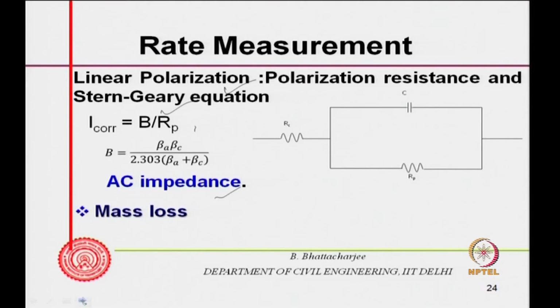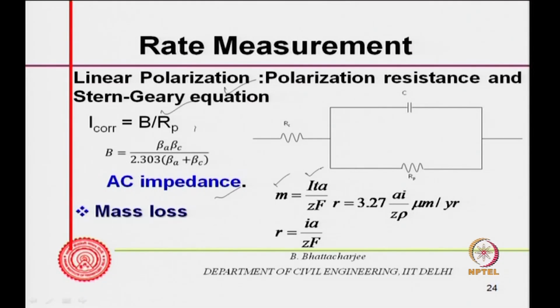But if you are looking at mass loss gravimetrically, that is, how much mass loss has occurred, the mass loss will be proportional to I, the current, times time, times atomic weight, divided by Z and F, from Faraday's laws as we have seen. If I divide I by area, I get the corrosion current density, and then R will be the rate per unit area, the kind of mass per unit depth that is going in.